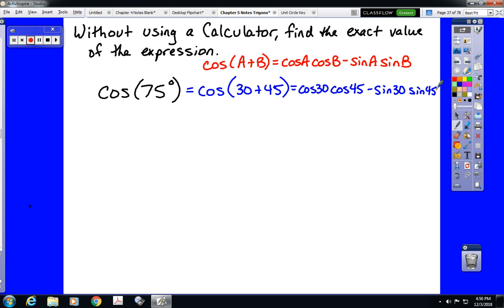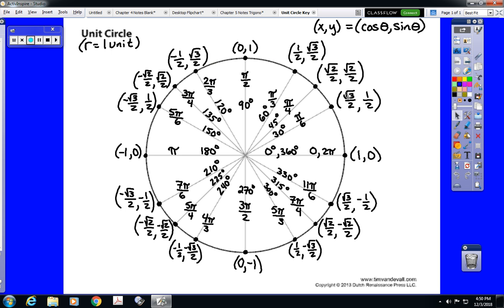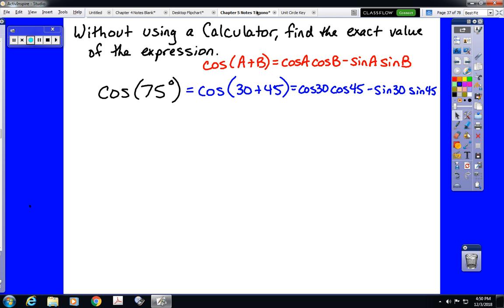So we're going to go to our unit circle and find those values. The cosine of 30 is root 3 over 2. The sine is 1/2. Cosine of 45 is root 2 over 2. The sine is root 2 over 2. So we plug in those values. That would be root 3 over 2 times root 2 over 2 minus 1/2 times root 2 over 2.